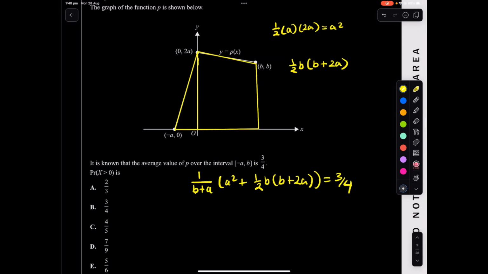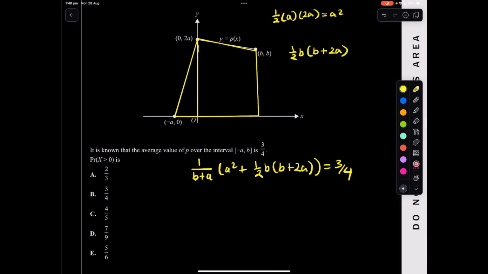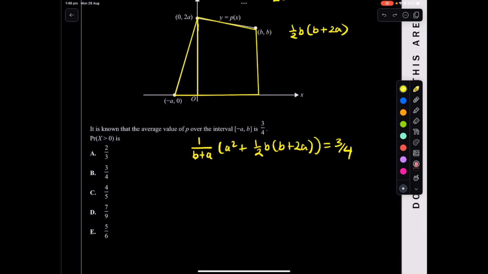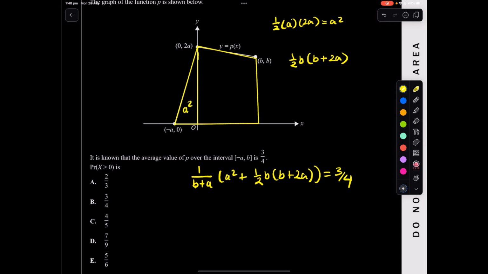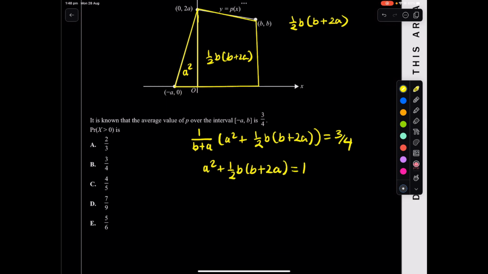What else can we make? We want to make two simultaneous equations to find a and b. Well, we know that the whole area of this should equal 1. So what can we say? The area of this is a squared, and this is half b, b plus 2a. So adding those together should all equal 1. Now I'm going to put this on my CAS and find the values of a and b.